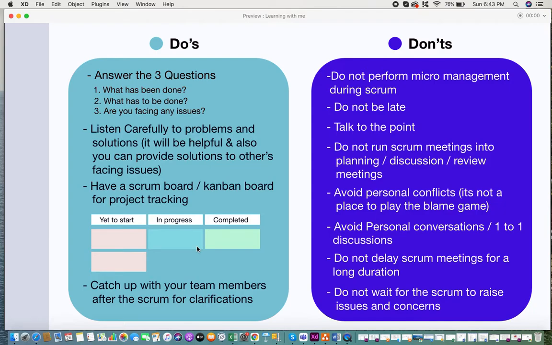The next one is, avoid personal conflicts. This Scrum meeting that happens every day is not a place where you play the blame game. In case there is any conflict or issues that you're facing, and it might be due to certain other employees' dependent tasks, etc., always try to convey it in a good manner rather than creating confusion, misunderstandings, or even ultimately speaking in a way that leads to arguments. These are very bad practices during Scrum meetings. So it's always good to avoid personal conflicts during Scrum meetings.